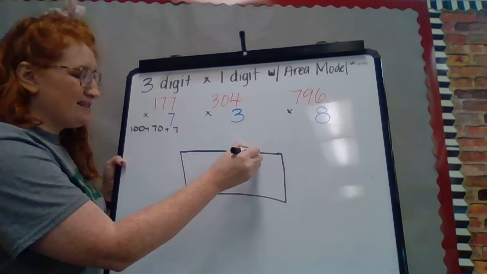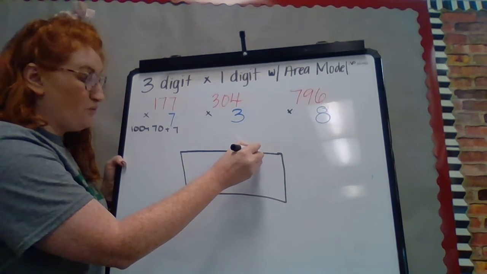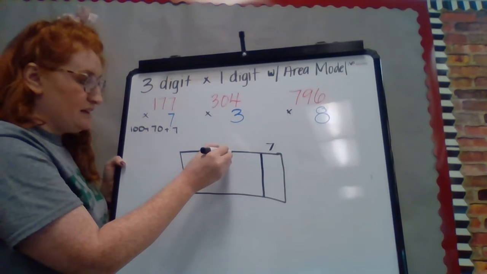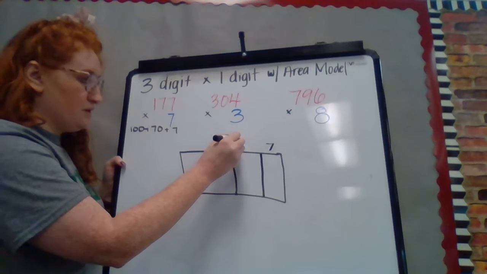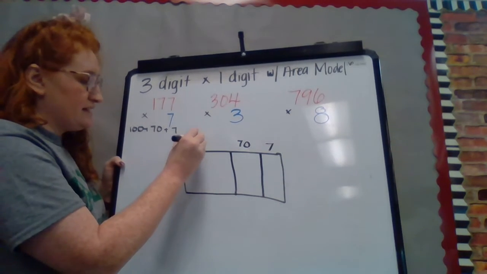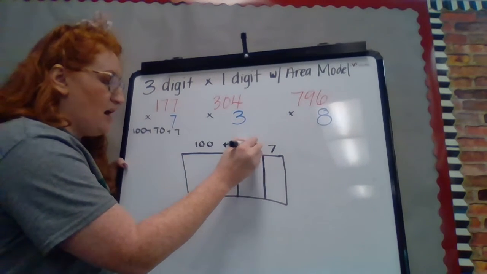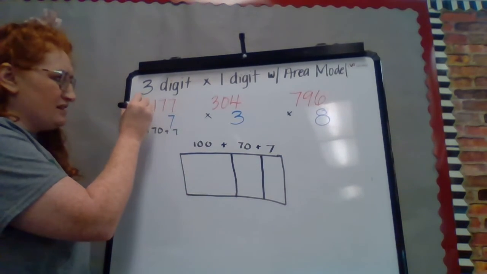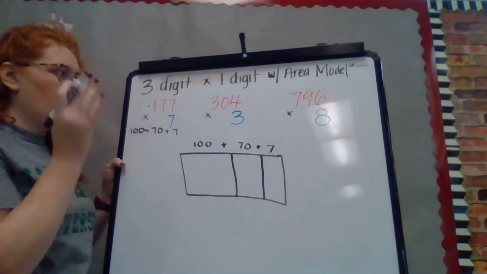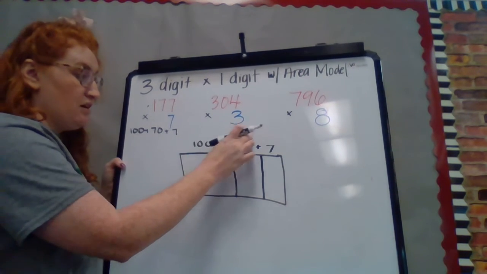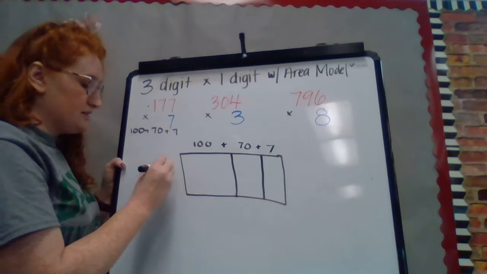Because 7 is the smallest, I'm going to go from right to left. 7 is the smallest, so it's going to go here. 70 is the next largest, so it'll go here. And then 100 takes up the most space in our area model. And remember, these numbers on top add up together to give us this number, so we don't multiply those by each other. We are multiplying everything on the top by what's on the side.